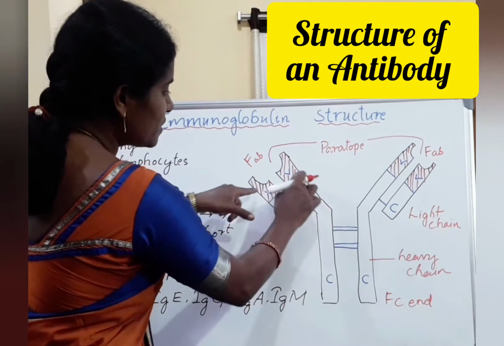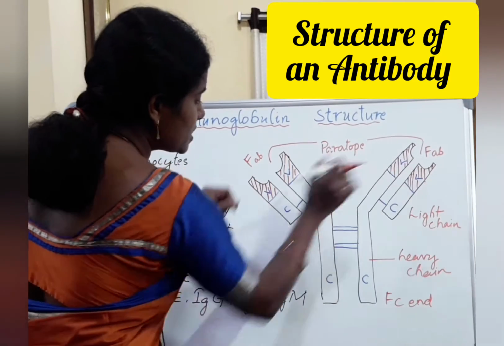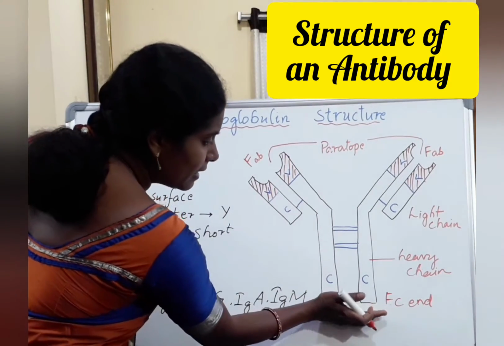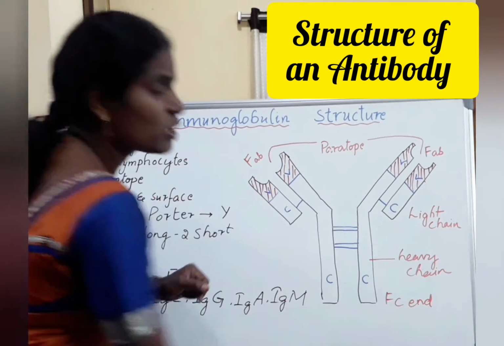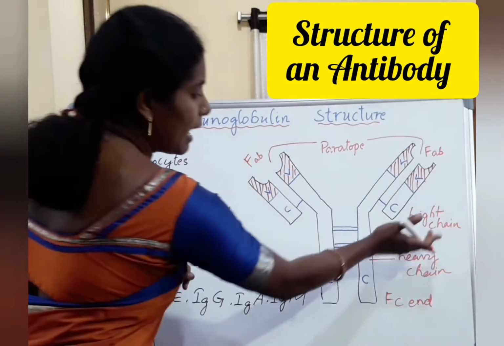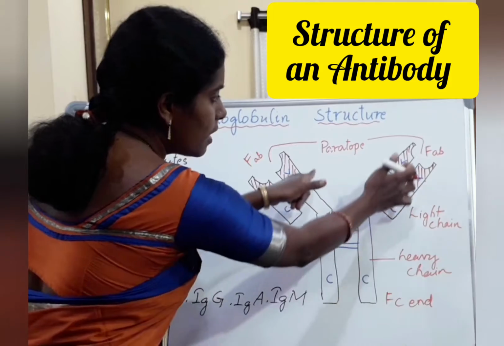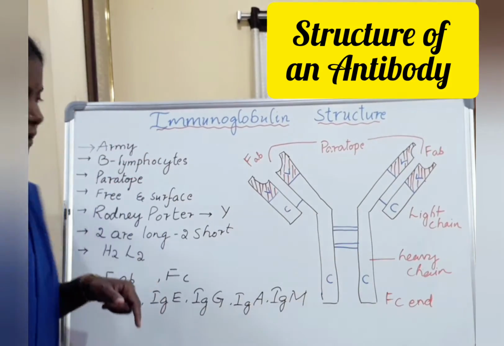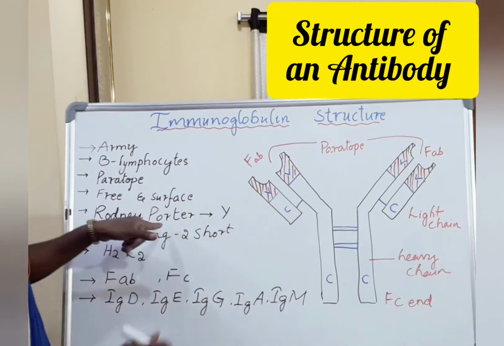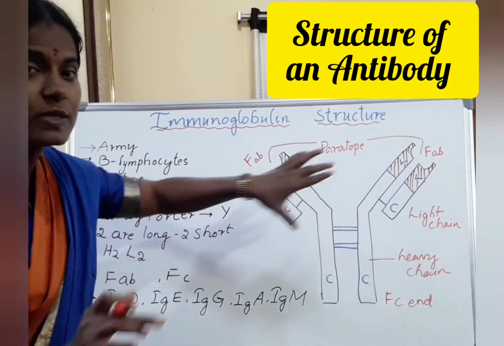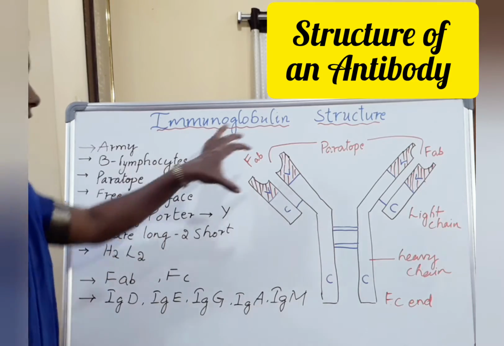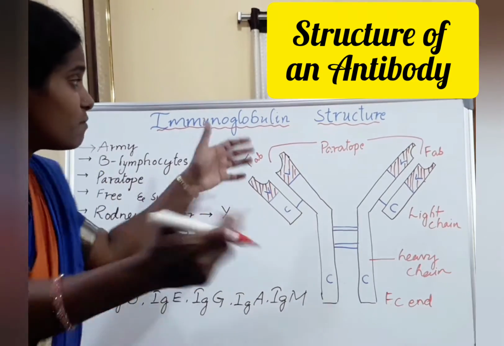So we can observe that these are the variable regions and these are the constant regions. And at the end, the fragment crystallizable end we can observe. And here these two chains link with the help of disulfide bonds. The immunoglobulin structure was first observed by Rodney Porter.